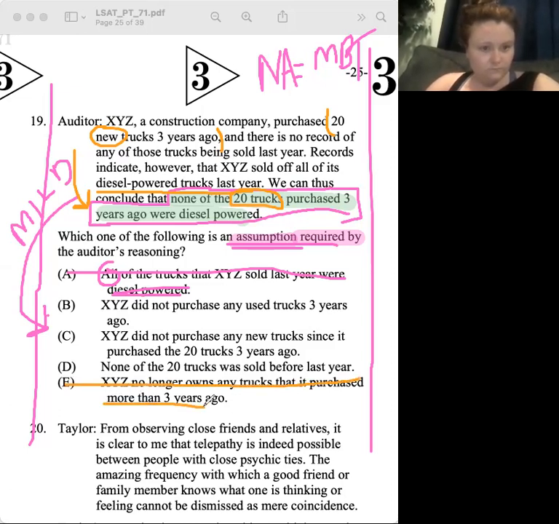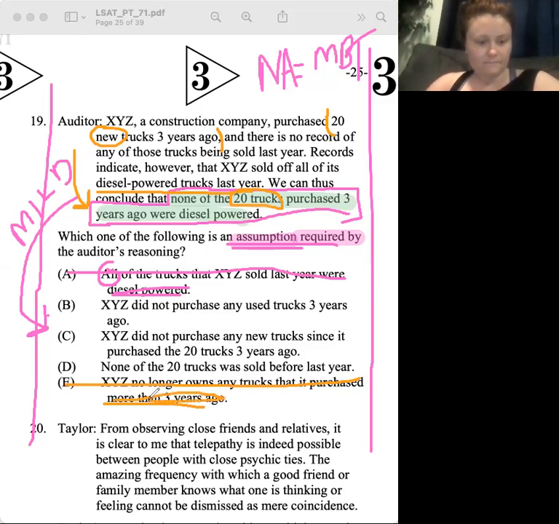D, none of the 20 trucks was sold before last year. So that probably makes sense, because they're saying XYZ sold off all the diesel powered trucks last year? I don't know, I can't connect the dots on this one. All right, we'll skip D.